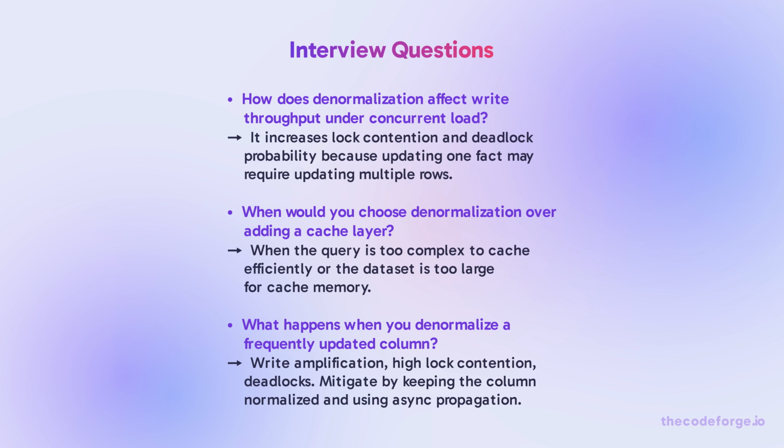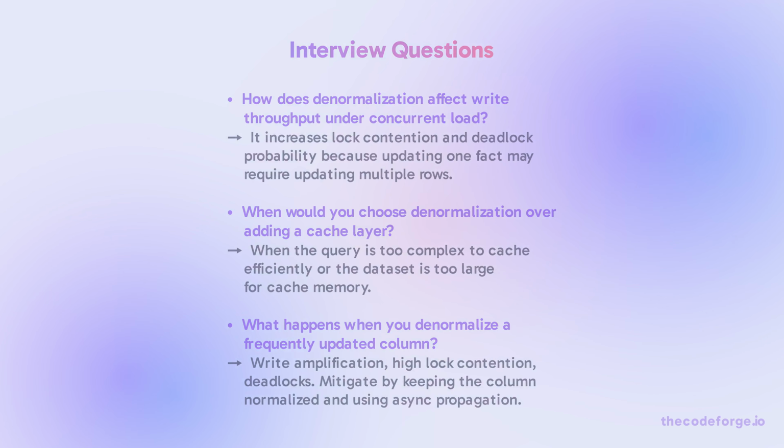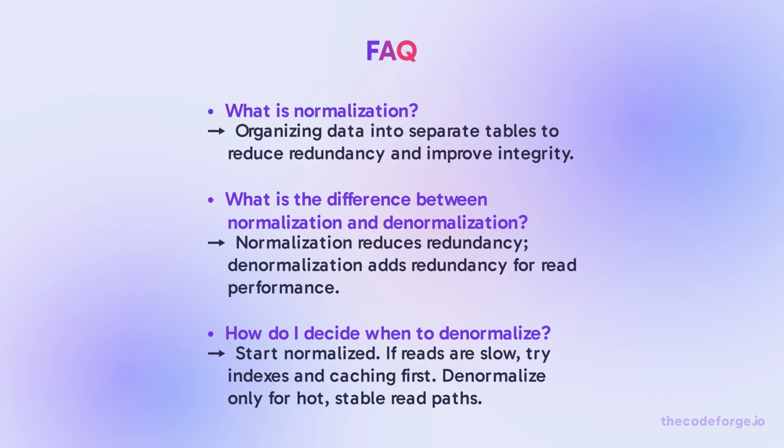What happens when you denormalize a frequently updated column? Write amplification, high lock contention, deadlocks. Mitigate by keeping the column normalized and using async propagation. And a few frequently asked questions. What is normalization? Organizing data into separate tables to reduce redundancy and improve integrity.